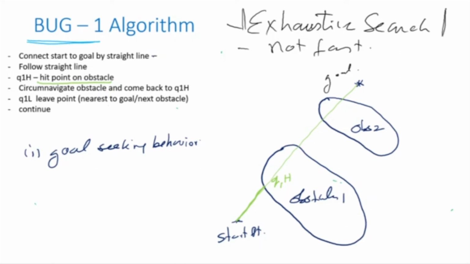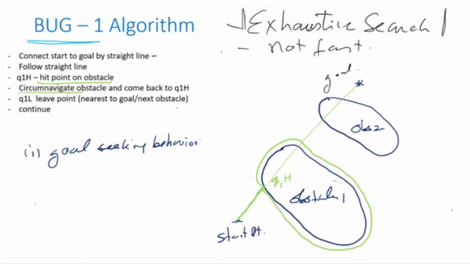The moment it hits an obstacle, we know that it has hit. It has a touch sensor, so it knows it has hit. Now what it does is it circumnavigates the obstacle. So basically it goes around like this, all around the obstacle. So it explores the obstacle and then comes back there.